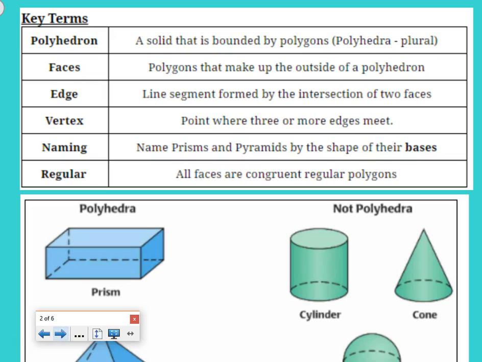A polyhedron is a solid that is bounded by polygons. The plural is polyhedra, or you can call them polyhedrons, but you might see polyhedra, so know that that's the plural for polyhedron. And a solid is a three-dimensional figure. Cubes are a normal three-dimensional figure that we think of, like dice and things like that.